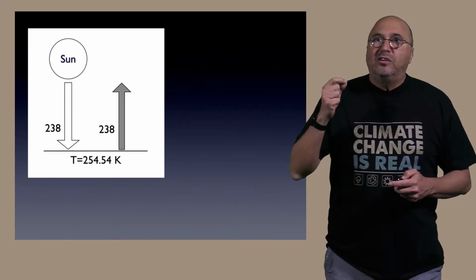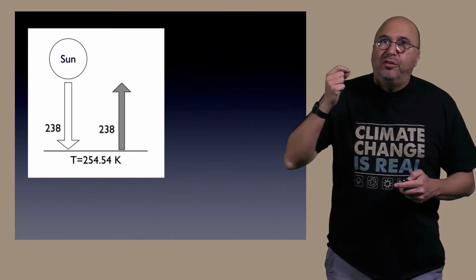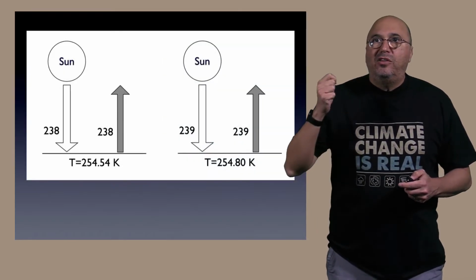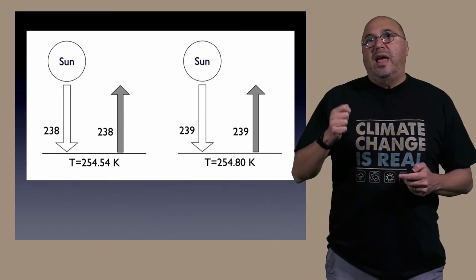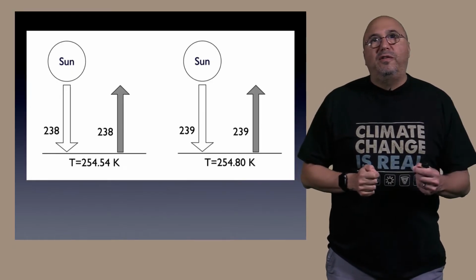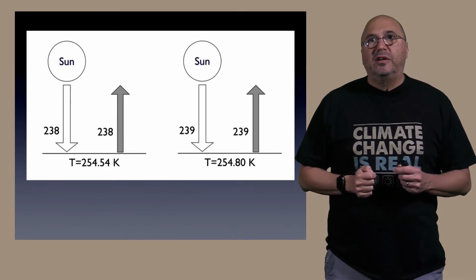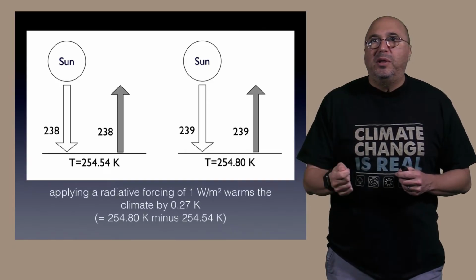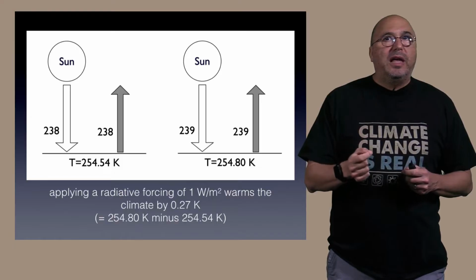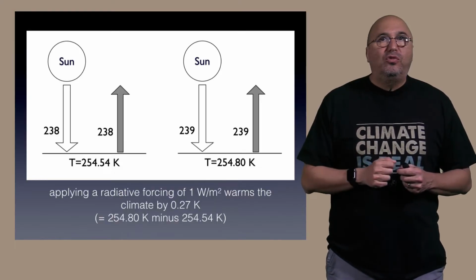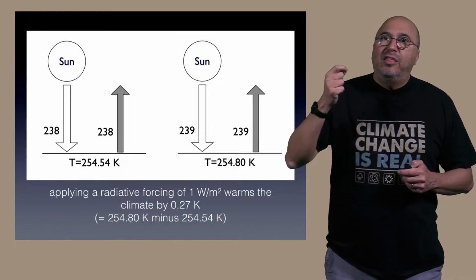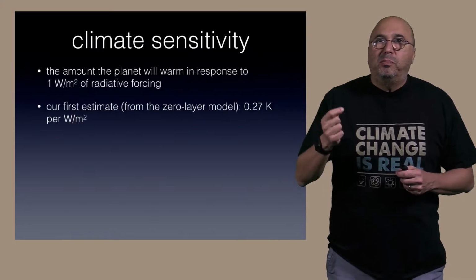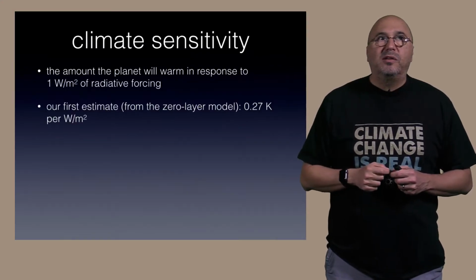So now, let's increase energy in to 239 watts per square meter. After the planet reaches a new equilibrium, energy out will also be 239, and the surface temperature will therefore be 254.80 degrees Kelvin. In other words, if we apply a radiative forcing of 1 watt per square meter to the planet, then the surface temperature of the planet will increase by 0.27 degrees Kelvin. So this is our first estimate of climate sensitivity, 0.27 degrees Kelvin per watt per square meter of radiative forcing.